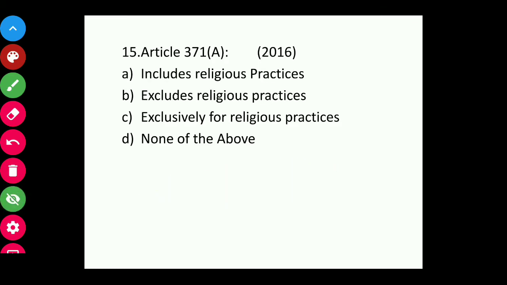Number 15. Article 371A: A, includes religious practices, B, excludes religious practices, C, exclusively for religious practices, D, none of the above. So the answer is A, it includes religious practices.